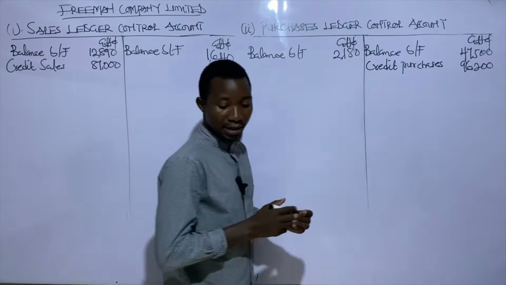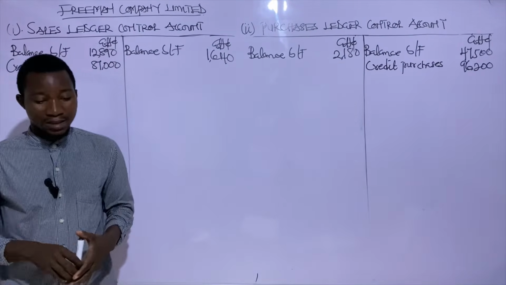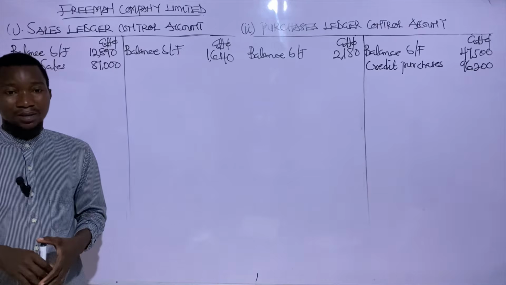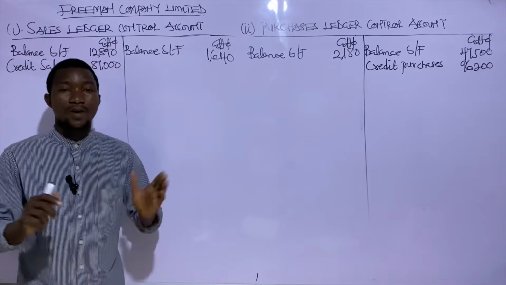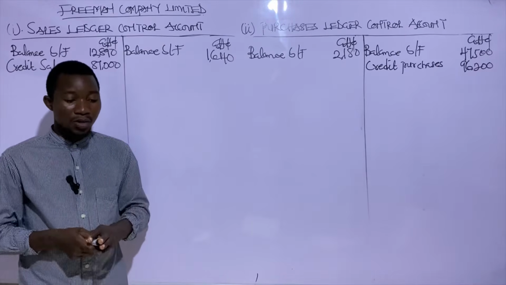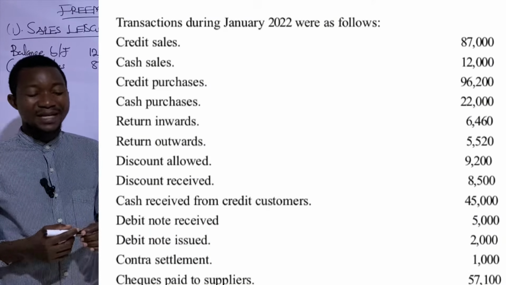Good. The next item is cash purchases, 22,000. I told you that for cash purchases and cash sales, we don't record. Is that okay? Good.